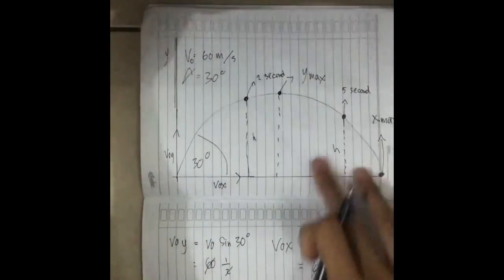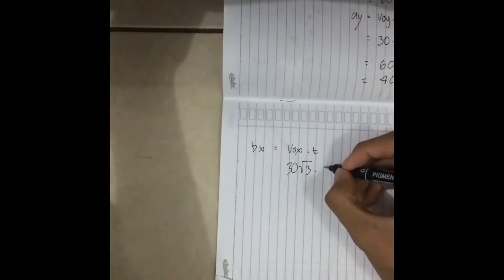So we're going to label this as B. It's going to be Vx, the same as before, Vox times t. So it's 30 root 3 times 5. So it's going to be 150 times root 3 meters.